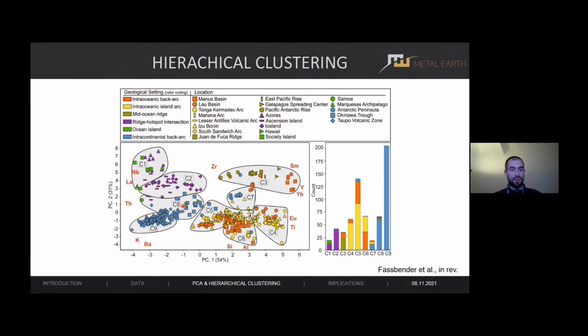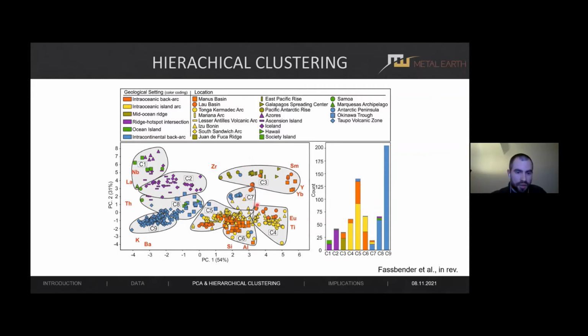And from that, we can retrieve a dendrogram, which is great because we actually can investigate how many clusters are representative for our data set. So in our case, that's 9 clusters. And for example, the cluster C1 here and C2 incorporate ocean island and ridge hotspot intersection samples, which reflects enrichment in incompatible elements such as niobium and lanthanum. Cluster C3 contains all the mid-ocean ridge rocks, and it is reflected by increased HREE concentrations, which is due to assimilation of oceanic or hydrated oceanic crust.